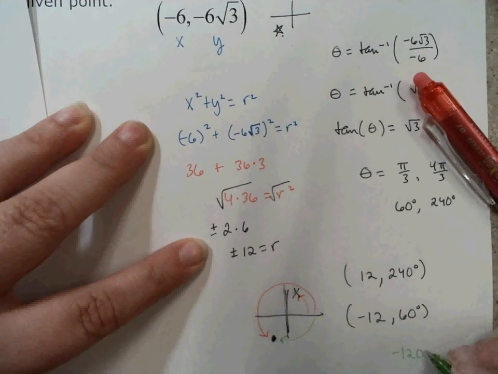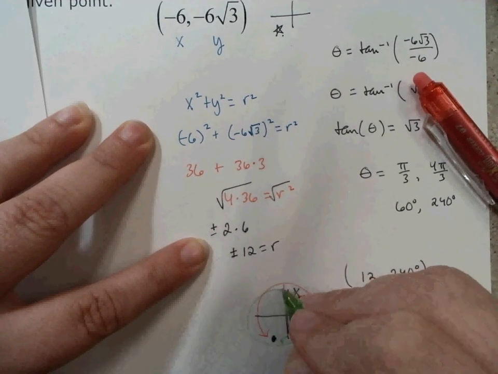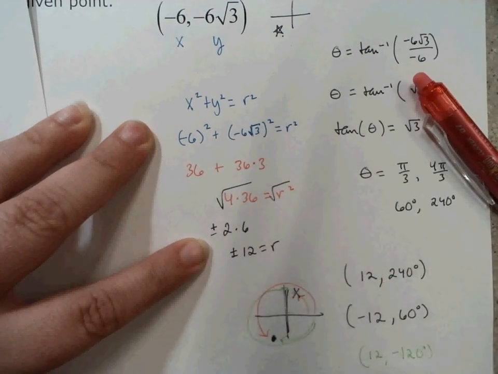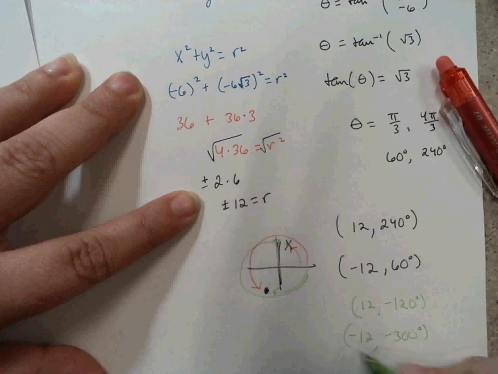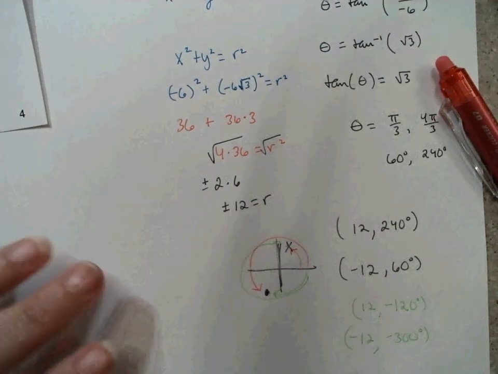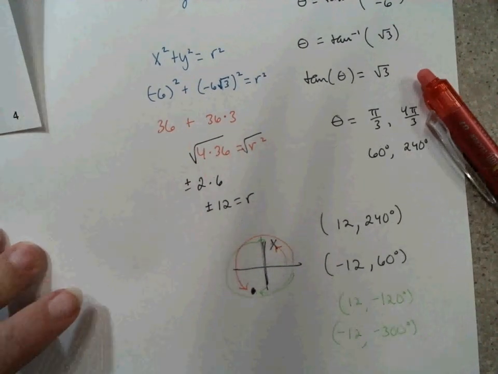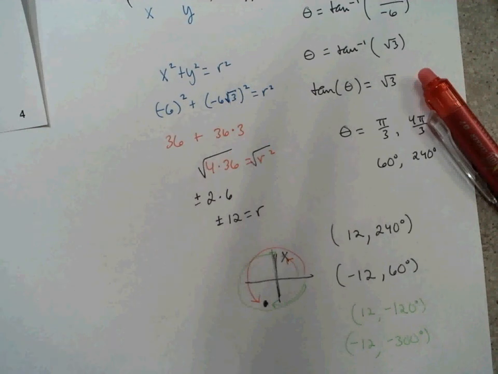Going backwards are the other two options. I could go backwards 120 degrees with a positive radius, and then I could go backwards 300 degrees with a negative radius. And there we go. Okay, that is it for polar coordinates.